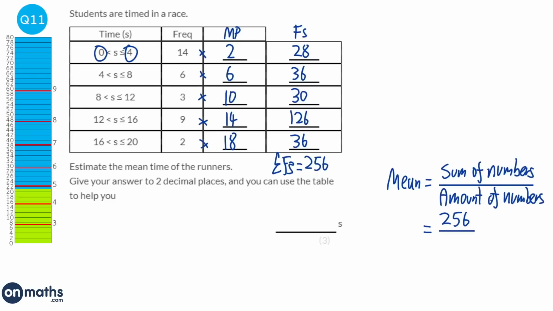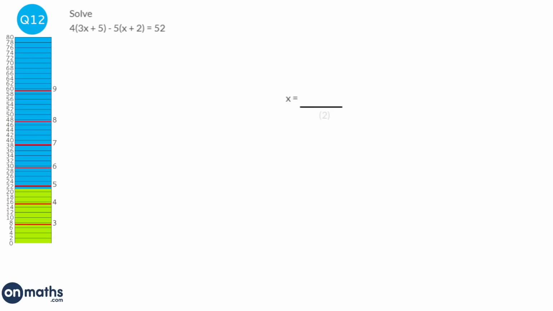And we need to find out how many numbers there are. Well, the frequency column will tell us how many numbers there are. So we're just going to add all of those up together. So we're going to find the sum of the frequency, which is 14 plus 6 plus 3 plus 9 plus 2, which is 34. And when we do 256 divided by 34, we get 7.529 and so on. It says it wants it to 2 decimal places, so we're going to round it to 7.53.